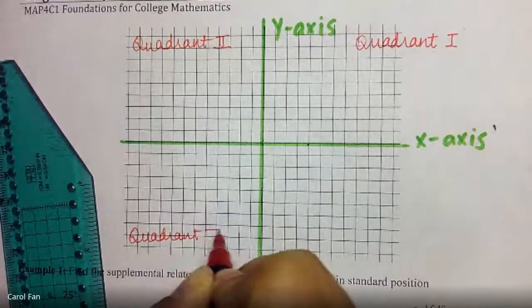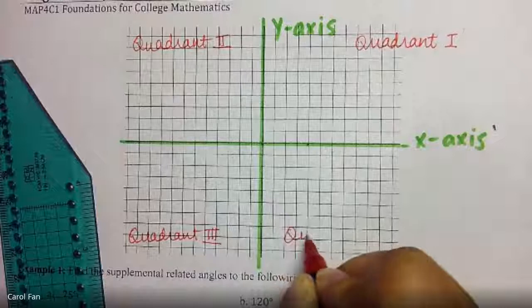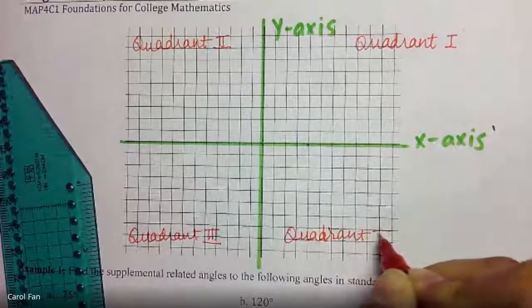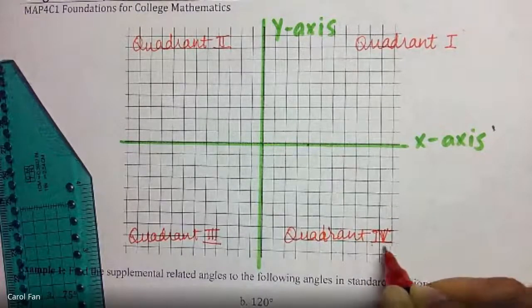This is our quadrant 3. And finally, we have quadrant 4. 4 is the letter I and a V, so 1 before 5.